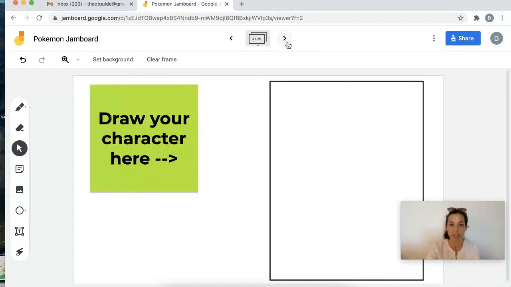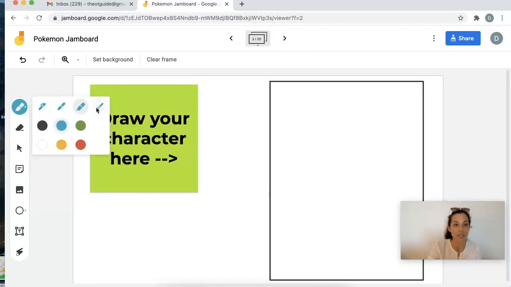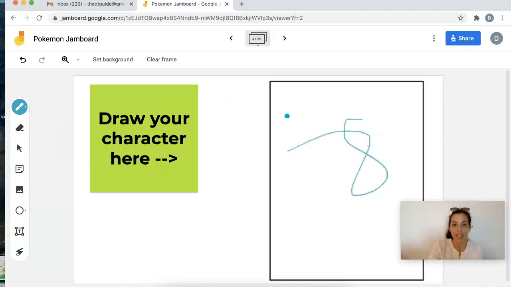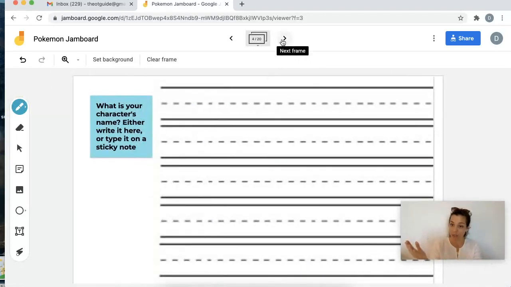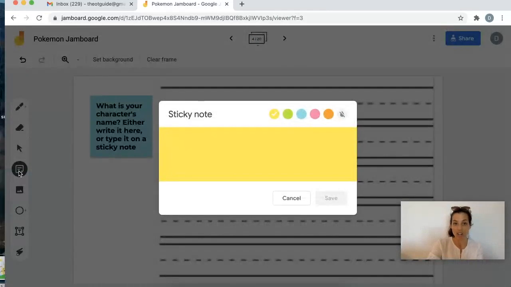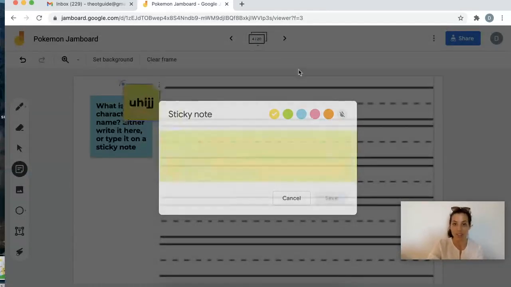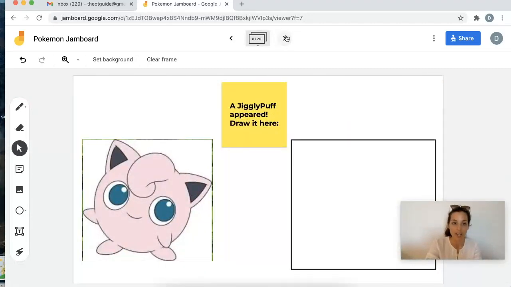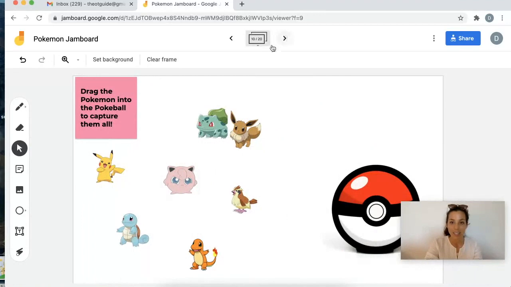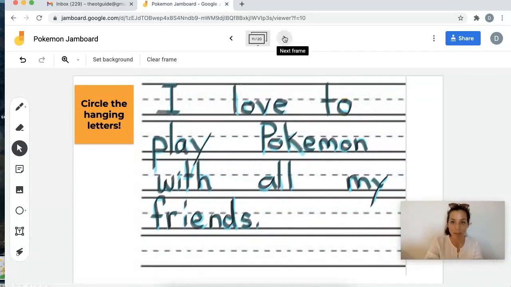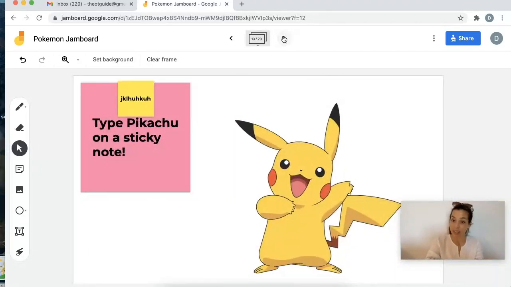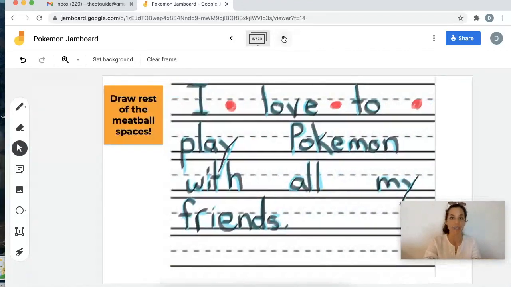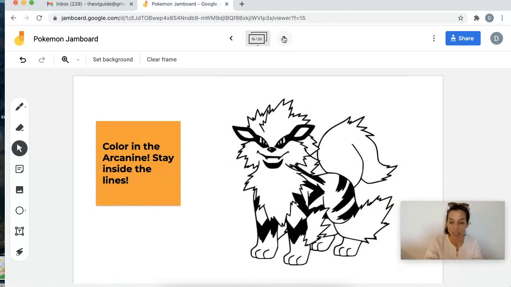But basically, your students are going to be getting practice drawing, so they can use this marker button. They get practice challenging their mouse control. This is why I like Jamboard, because they get to practice really their computer skills. They get to practice writing, and if they have a typing goal, they can use the sticky note to practice typing. Really easy there. We have some mazes to challenge their visual motor skills, some copying, some dragging and dropping of Pokemon, and then a bunch of writing activities, so identifying tall, short, and hanging letters. Working on baseline adherence as well.